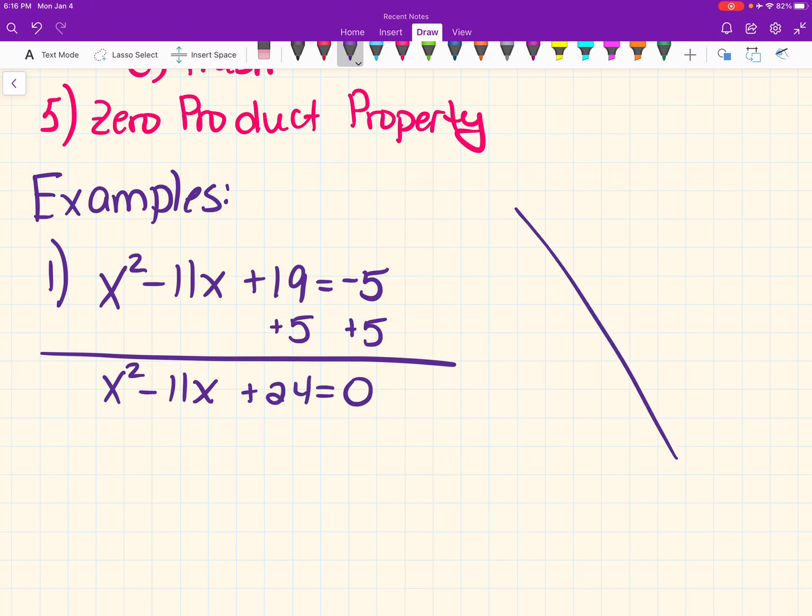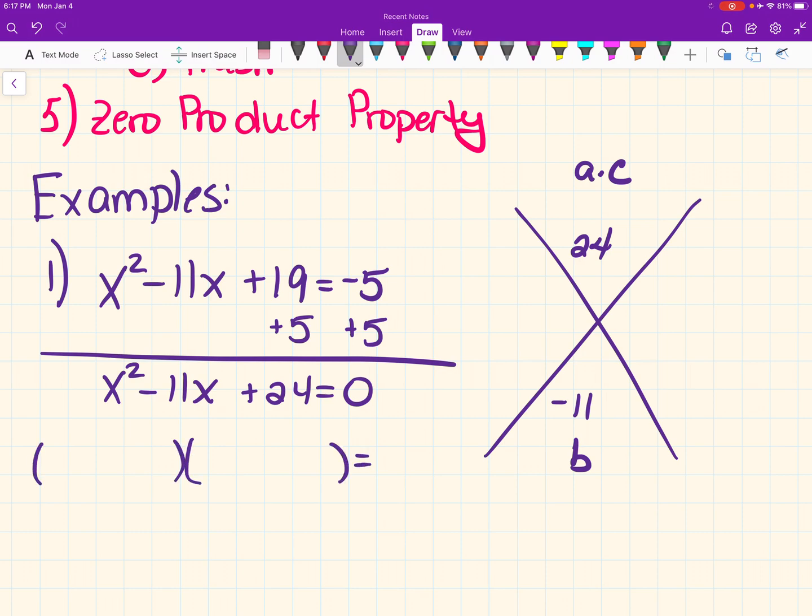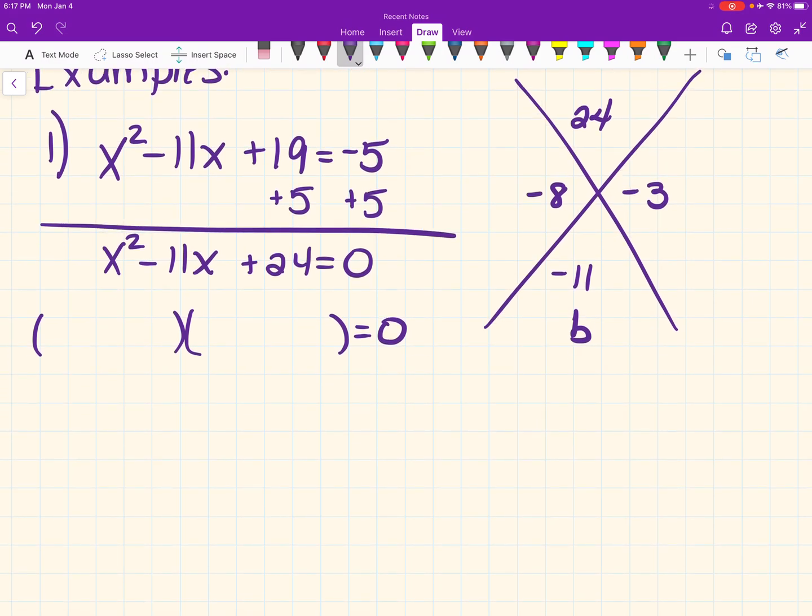So as a reminder on your magic X, up here is a times c. At the bottom is b. A times c here is going to be 24. And down here is negative 11. And again, because the lead coefficient is 1, we can go right to our groups and we don't have to worry about using a chosen method. So I did this one already. So negative 8 times negative 3 is positive 24. Add them together, negative 11. So then we have, here's our factors. x minus 8, x minus 3. Now it's time for your zero product property.